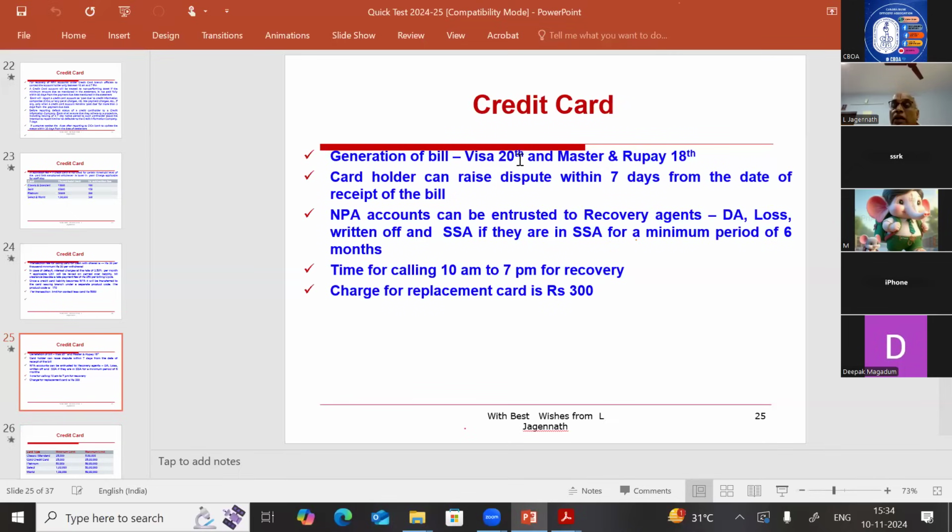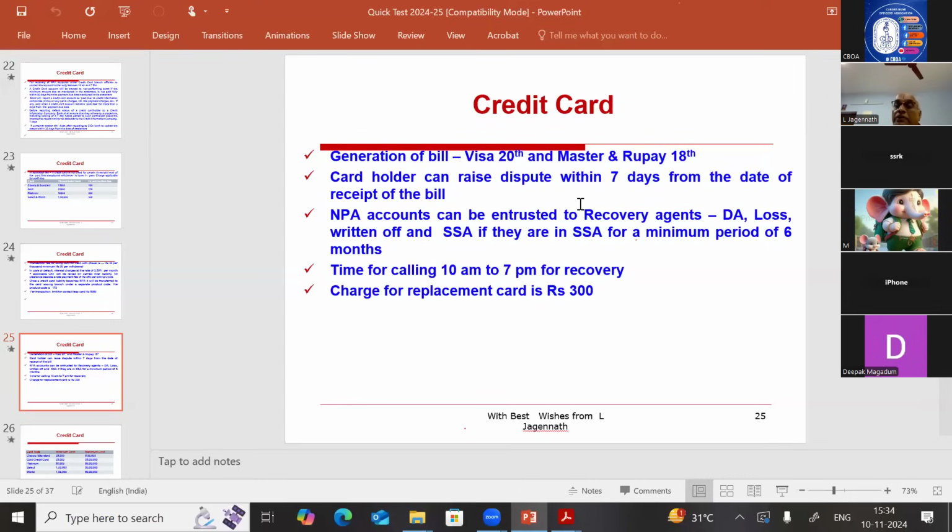So for Visa card, it is on the 20th. For Master and RuPay card, it is the 18th of the month. Cardholder can raise any dispute within how many days? Within 7 days from the date of receipt of the bill.